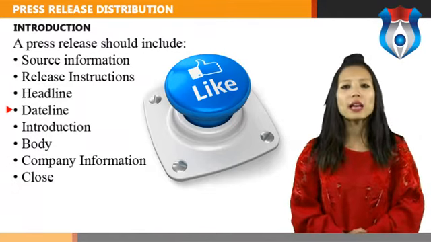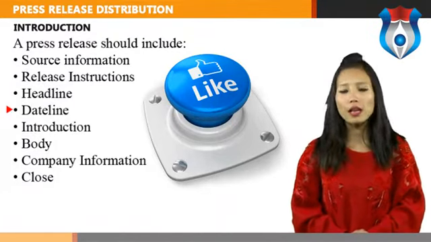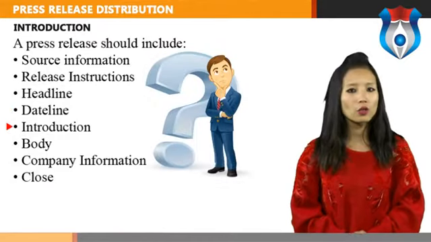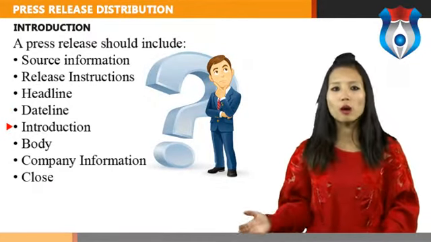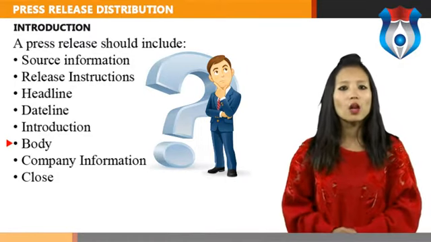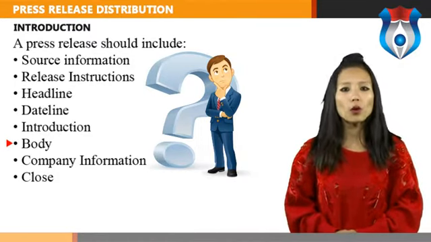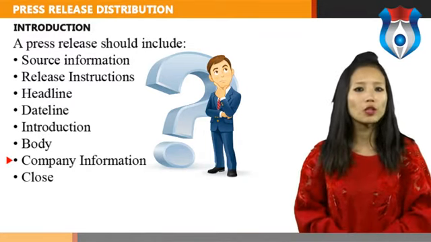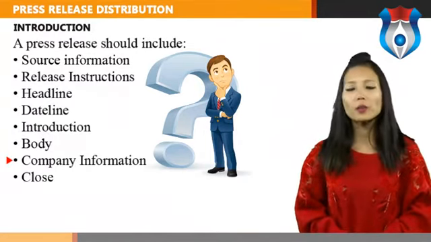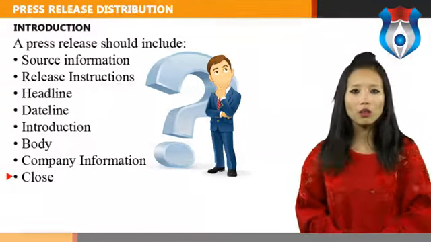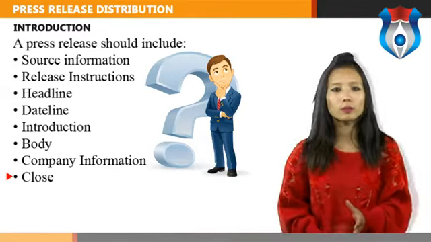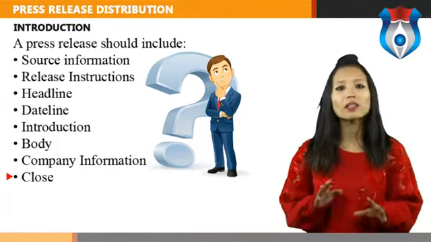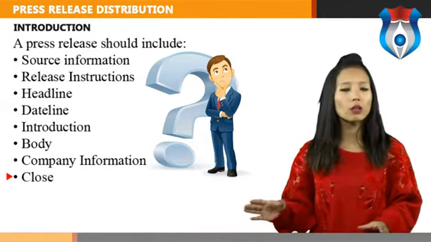Dateline. The dateline consists of the originating city and the date of the release. Introduction. The introductory paragraph is the most important part of the body of the press release. Body. The remainder of the body should include details supporting the main idea. Company information. The last paragraph can provide a brief background of the business. Close. The conclusion of the release should be marked by the symbol. If you need to add any notes that you do not want published, they should appear at the close.